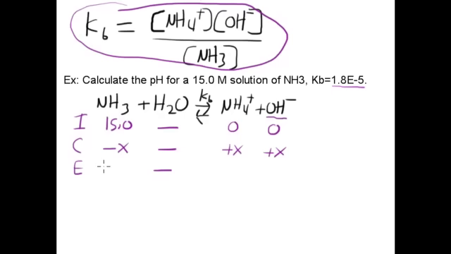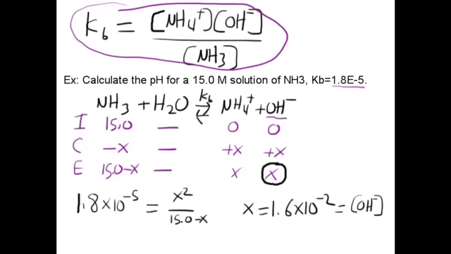And so overall my equilibrium is 15 minus x, x, and x. So what I want is hydroxide concentration, which is x. So go ahead and pause the video, solve for x, and find pH.